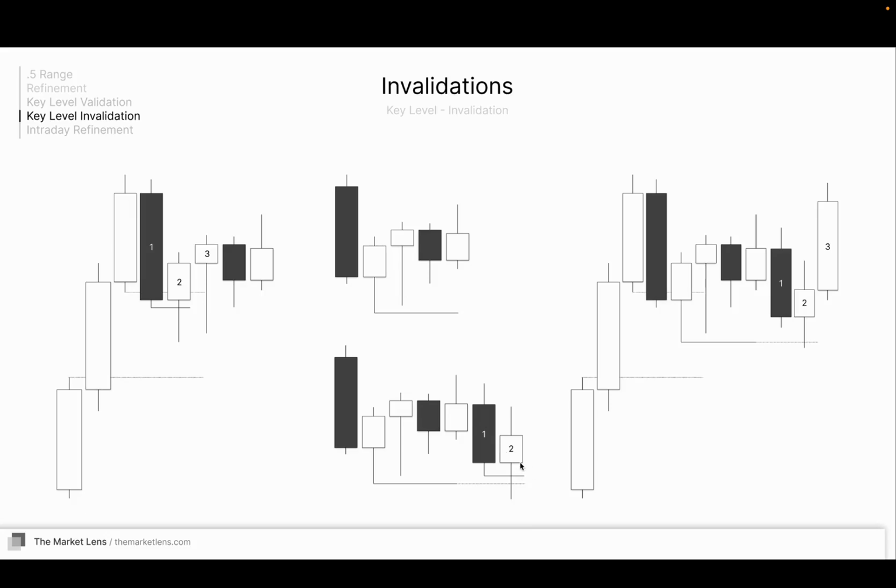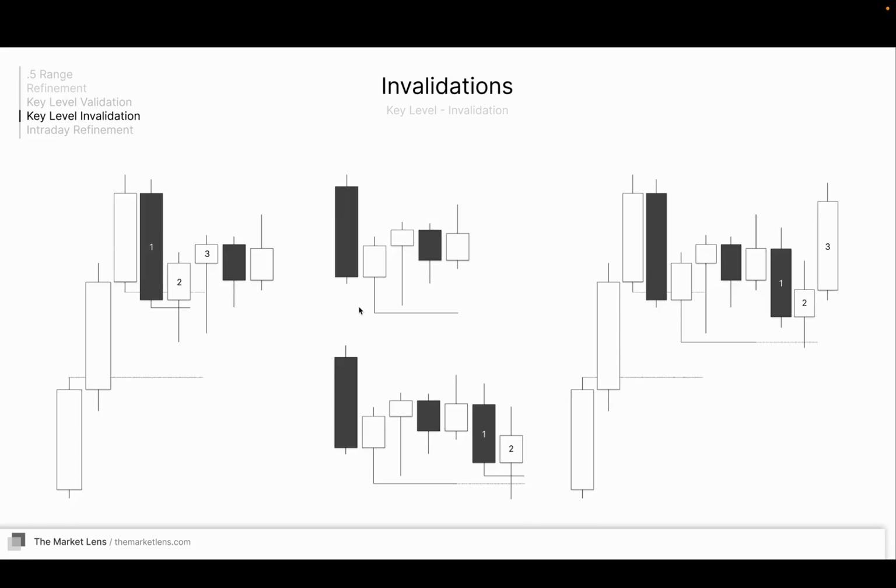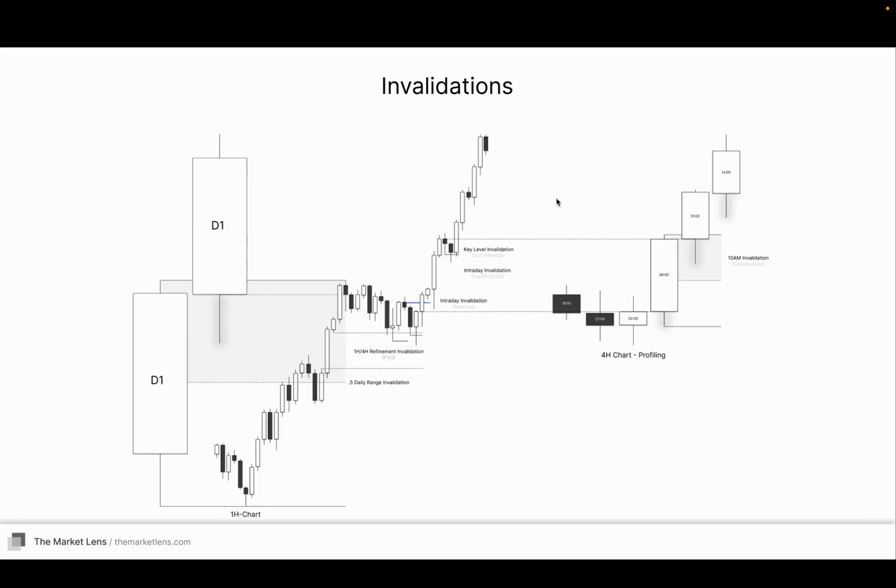Price creating a swing point from it. Just like over here, we need to see a swing point from a key level. This is a key level, the swing low. We need to see price expand away from it, right? So once price has that swing point, we can trade it. And once it starts to actually expand away, this is when we confirm it, right?